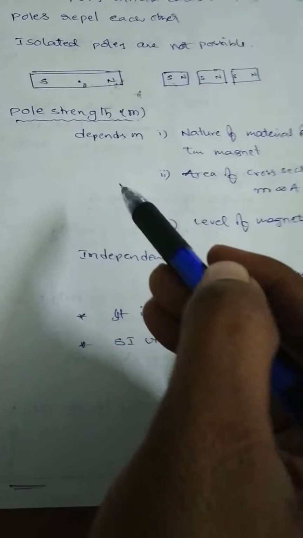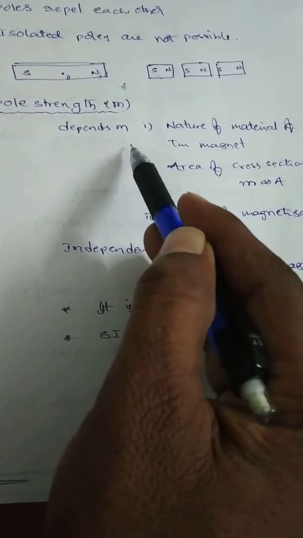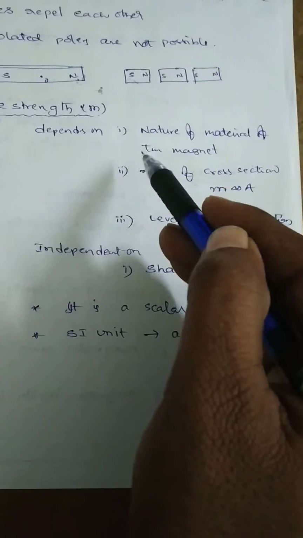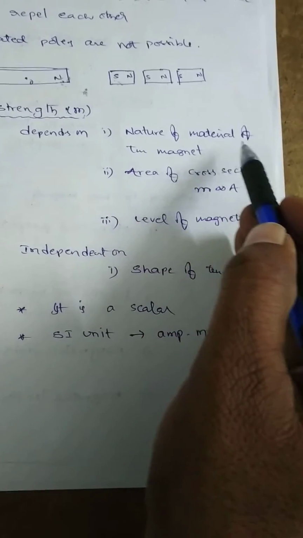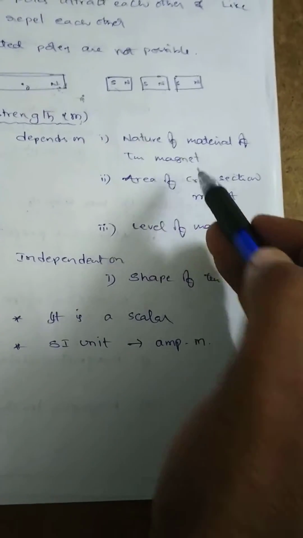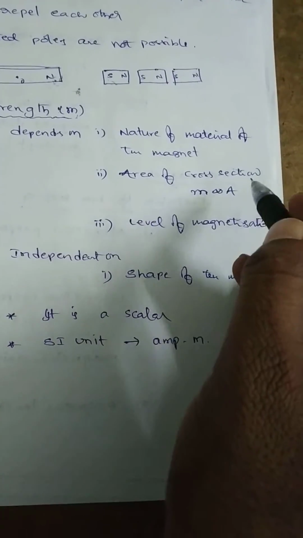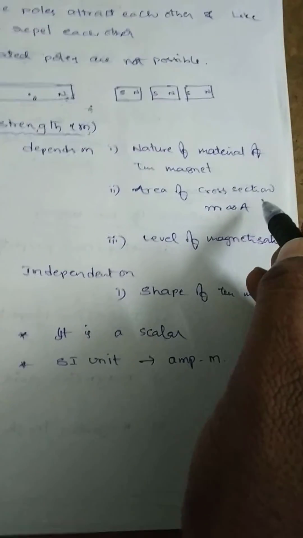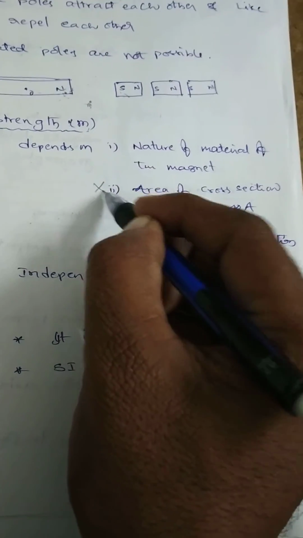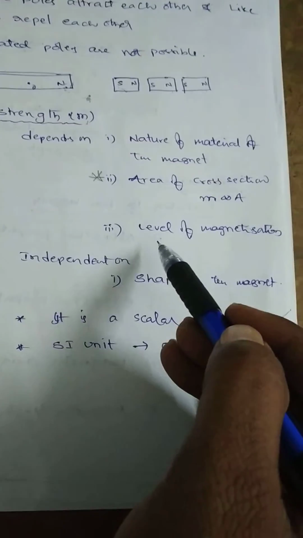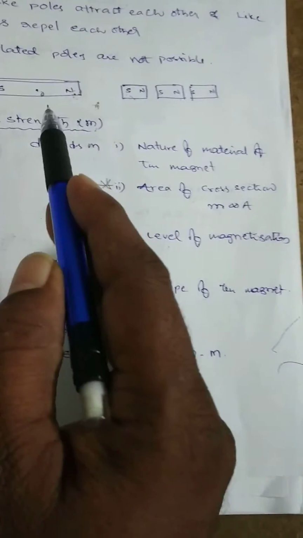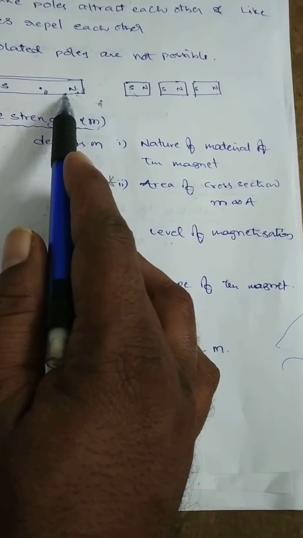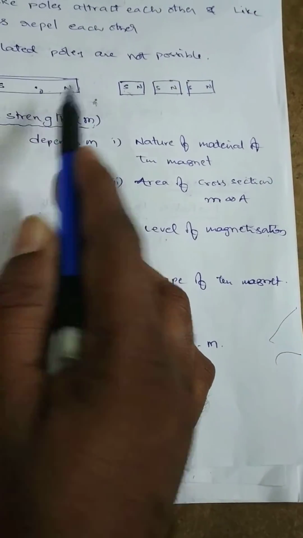That's why the ability of the pole to attract the iron needle or iron materials towards it indicates the pole strength. Now, this pole strength depends on what parameters? First, pole strength small m depends on the nature of the material of the magnet, the area of cross section of the pole. It is one most important concept. And the level of magnetization: if the given bar magnet has more magnetic property, its pole strength is also more.